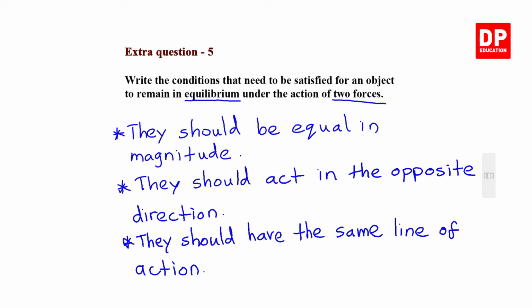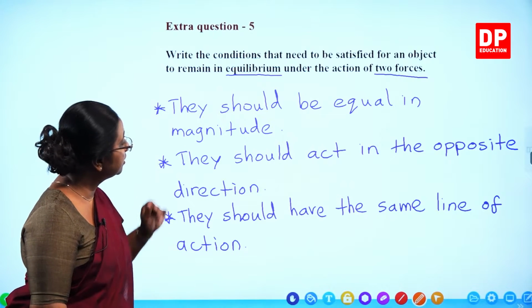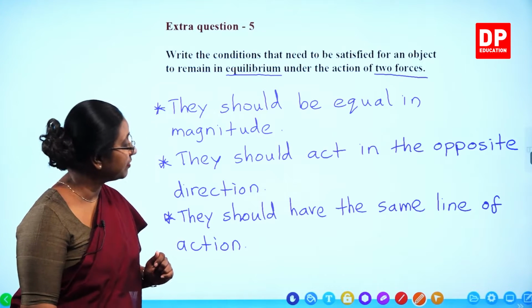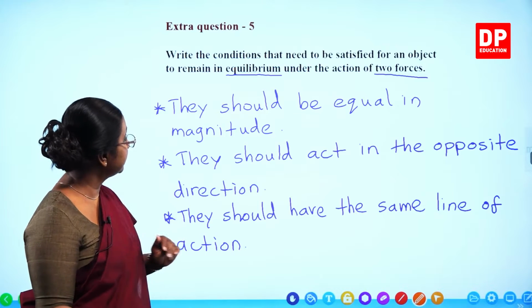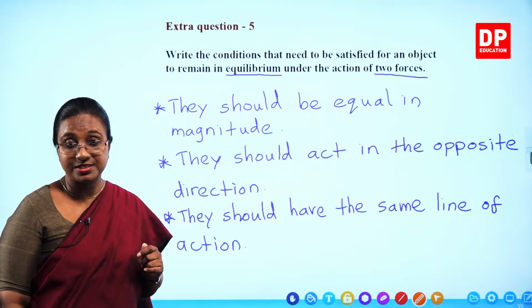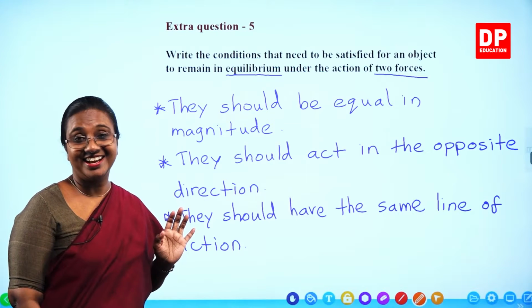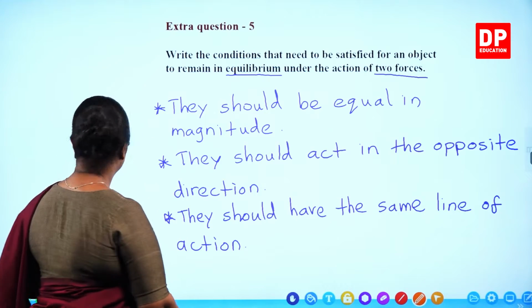So there should be 3 conditions. When we say they, I mean the forces. The forces should be equal in magnitude. The forces should act in the opposite direction. And they should have the same line of action. So you can either write as they or you can say the forces. I am sure you were able to write all these conditions correctly. With that, students, we will move on to the next slide.